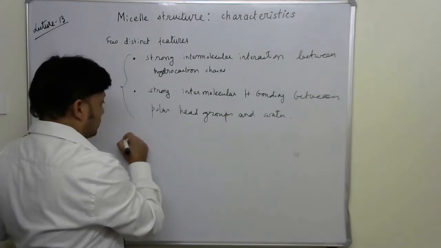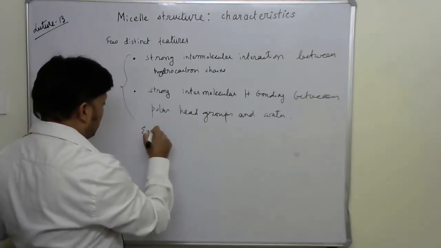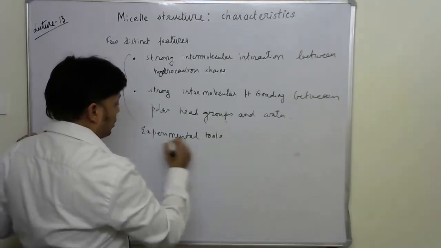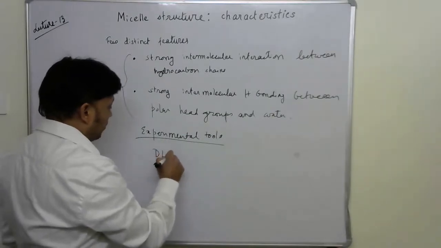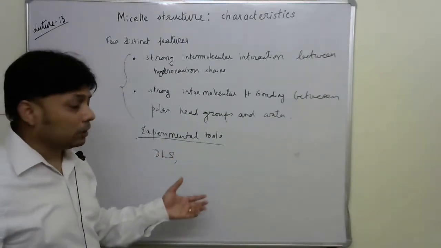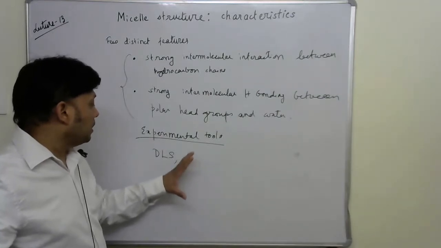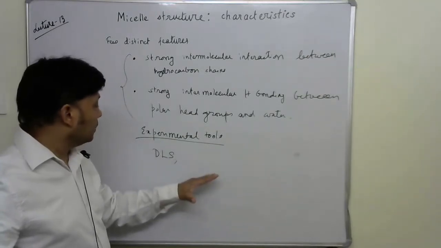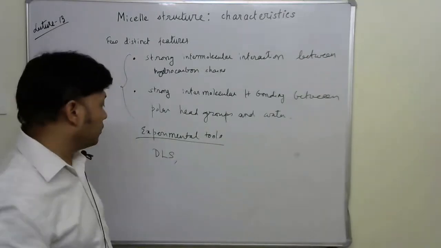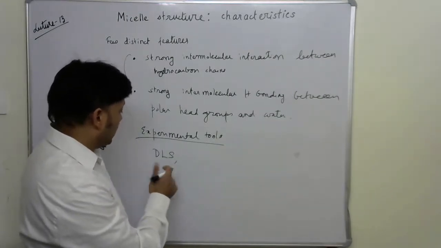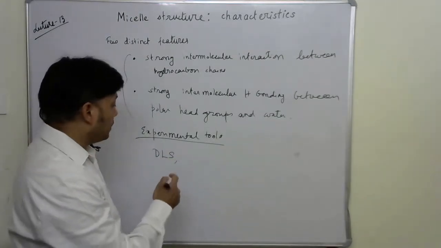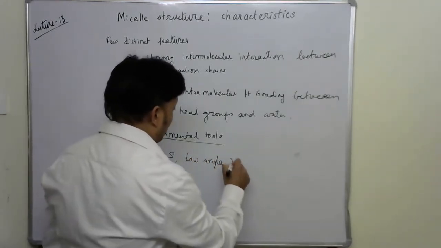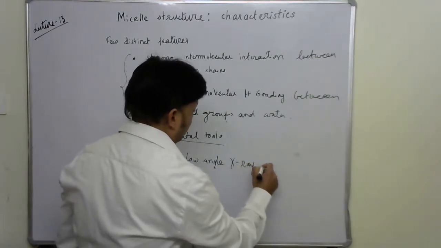So we can write that experimental tools to study micelle structure: one of them is definitely dynamic light scattering, DLS, that I have already talked about while I discussed microscopic electrophoresis, that is particle electrophoresis, often coupled with the dynamic light scattering, that is the laser Doppler effect. And also there is something called low angle X-ray diffraction.